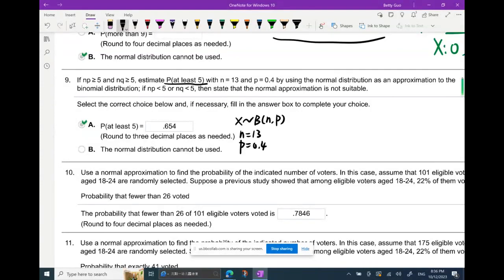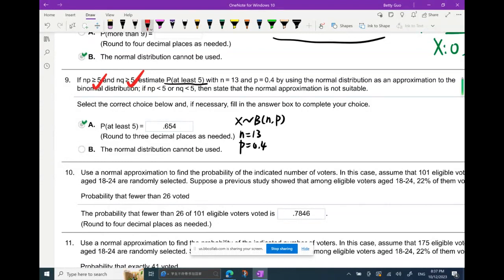Yeah, we can quickly double check if the two conditions are satisfied. n times p is 5.2, which is bigger than 5. And n times q, 13 times 0.6, because 0.6 is even bigger than 0.4, so it's also bigger than 5. So yes, those two conditions are satisfied. As I said, if you have other questions where they do not both satisfy, then you just choose that the normal approximation is not suitable. In this case, it's suitable because mainly we want to practice continuity correction.